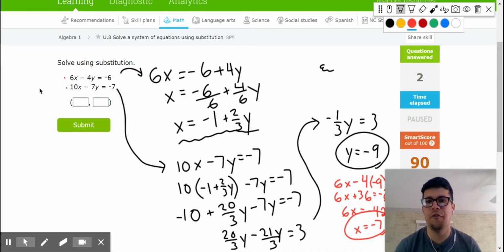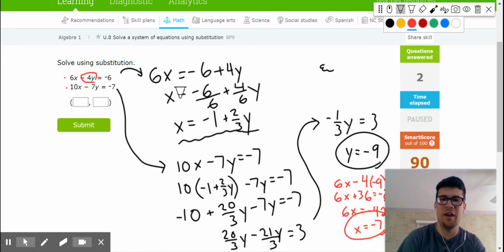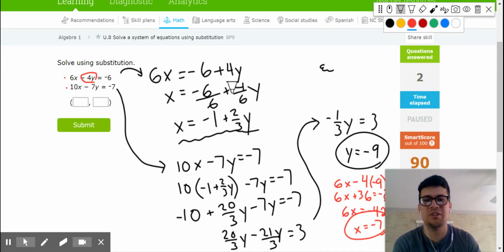All right, so the first equation, what I'm going to do is I'm going to manually solve it for x. What I started doing is I moved my -4y to the right side. I added it to both sides. So I have 6x equals -6 plus 4y. Then I divided everything by 6. So I have x equals -6 divided by 6 plus 4 divided by 6 times y. Now to simplify, -6 divided by 6 is -1, and 4/6 is really 2/3. So there I have it.